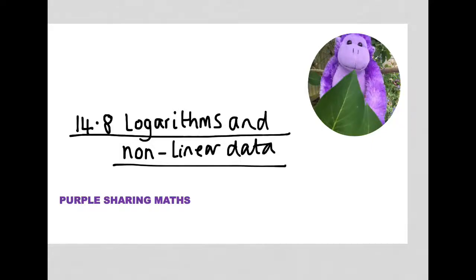Hello, this is the last section of chapter 14. It's 14.8, Logarithms and Nonlinear Data. We've seen as we've gone through this chapter that logarithms have helped us to find x, where x has been the exponent. This is now going to show us another way we can use logs, and I find this quite fascinating.